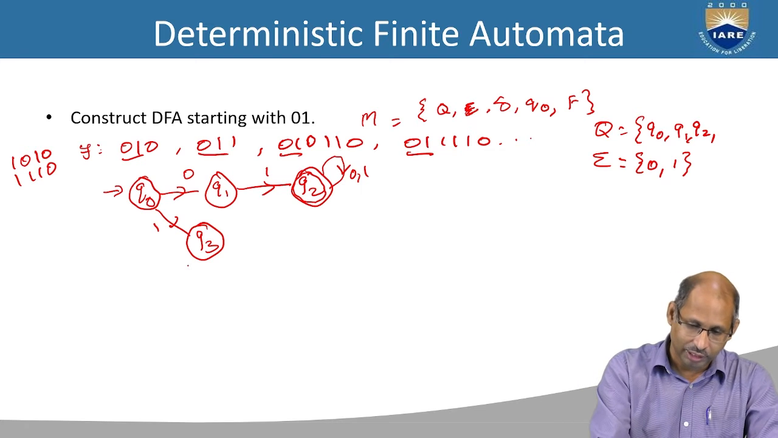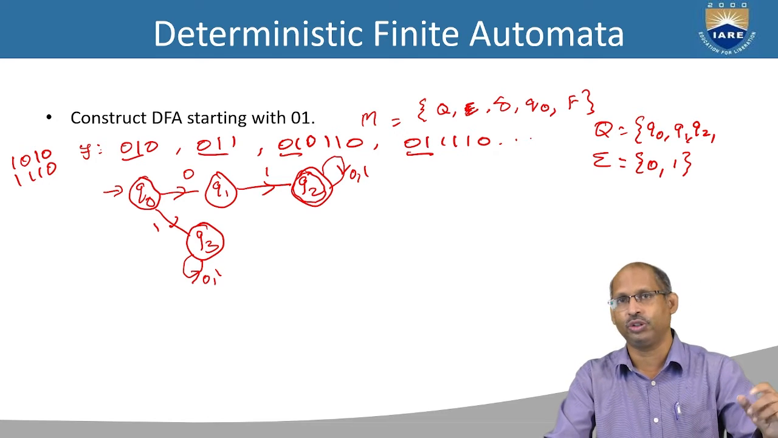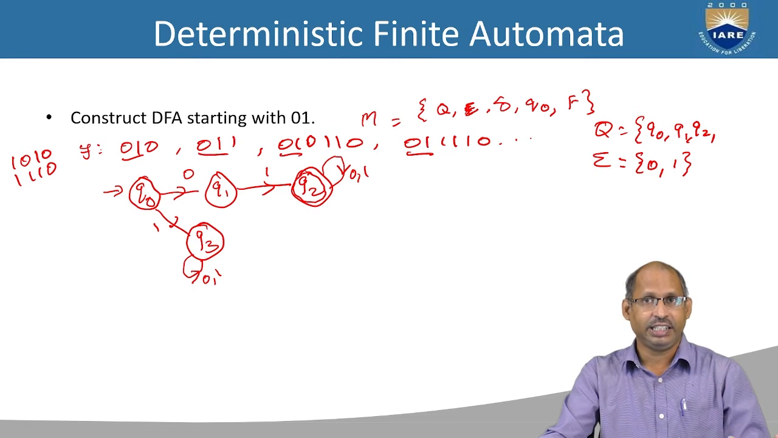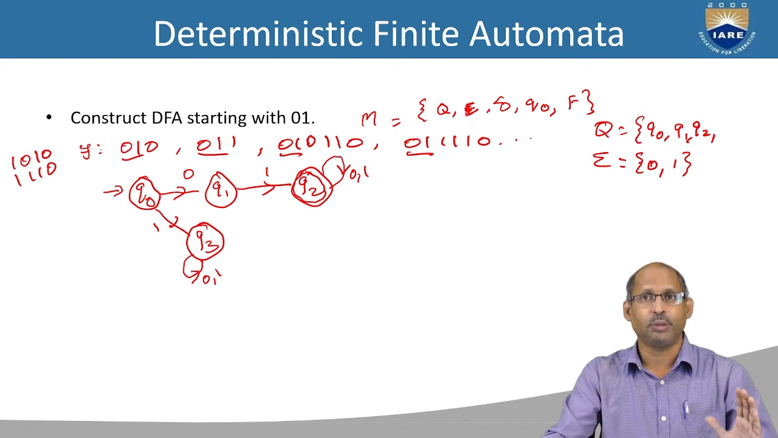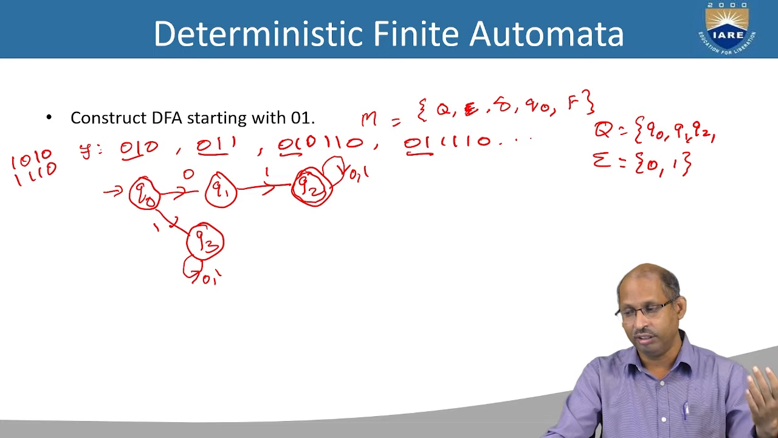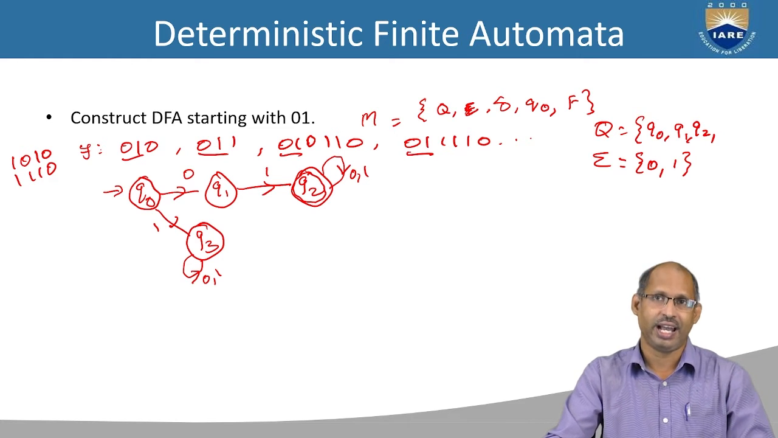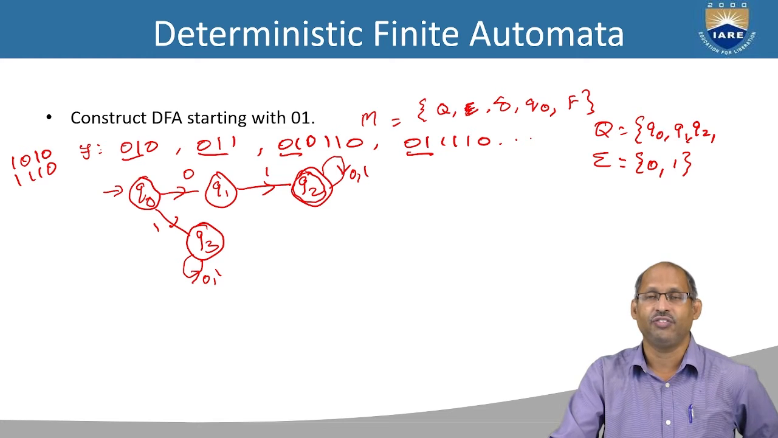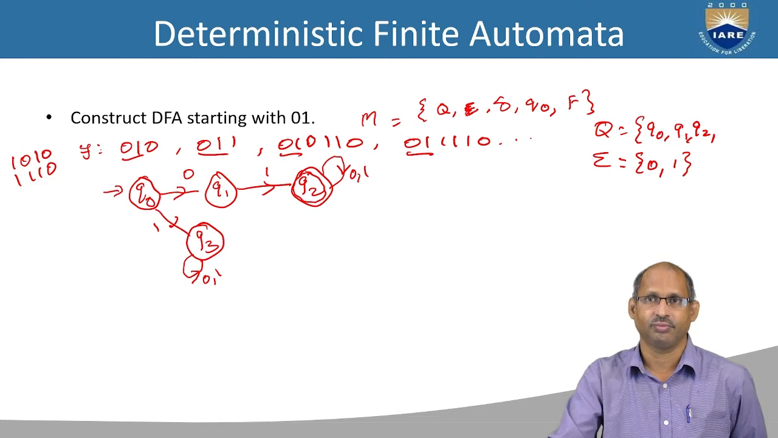After 1, Q3 on zeros or ones will stay in Q3 only, which is not accepted. Any string starting with 1 should not be accepted. So Q0 on 1 goes to Q3, a non-final state, and Q3 on zeros or ones will not be accepted.